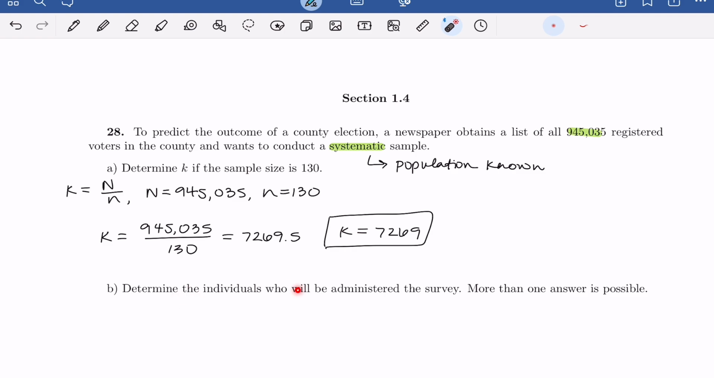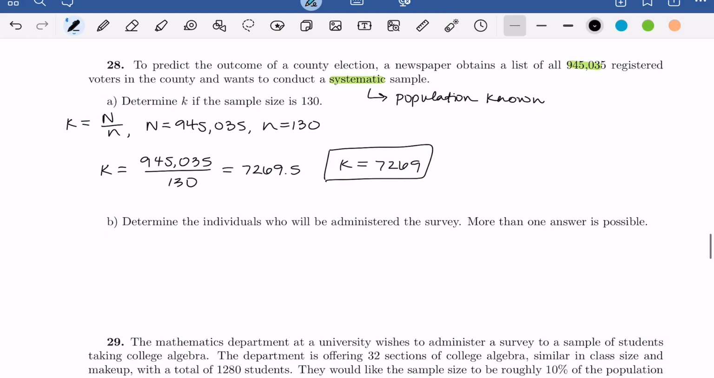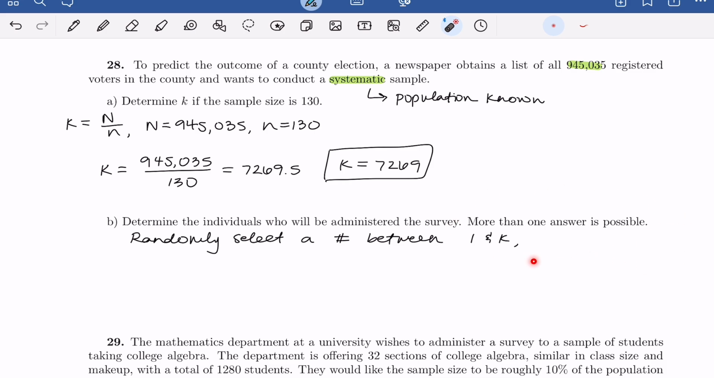Now for part B, we want to determine the individuals who will be administered the survey. In order to figure this out, we first need to randomly select a number between 1 and this K value. So let's write that down. We'll randomly select a number between 1 and K. Now, the reason why more than one answer is possible is because you might randomly select different numbers, and that's fine.